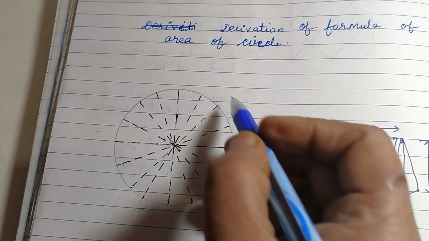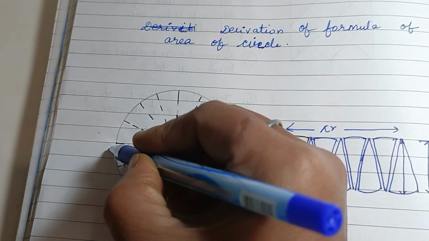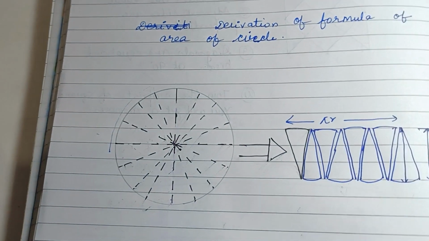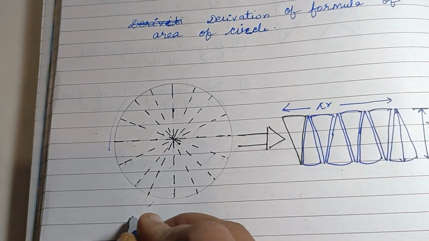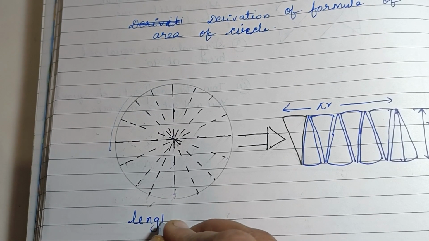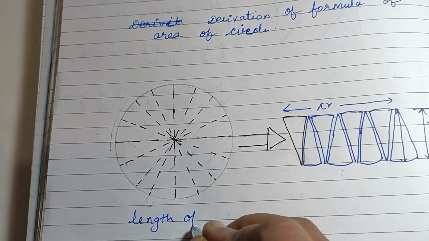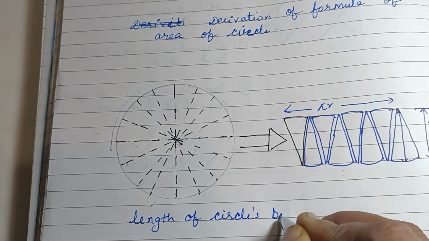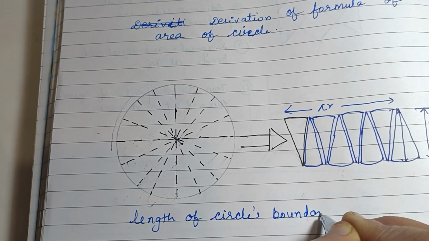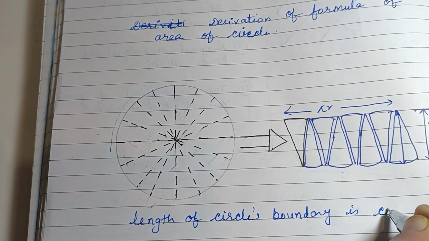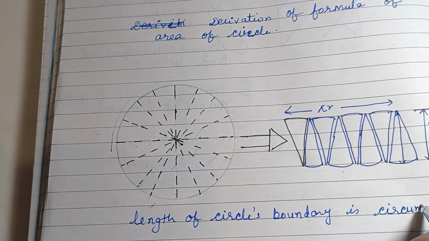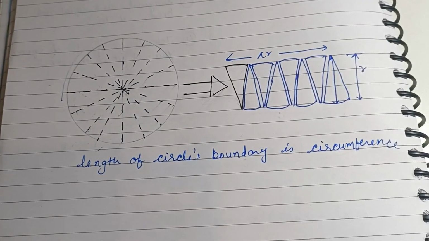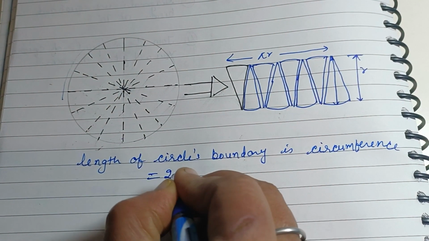See, this is one circle. Now, if we see this complete length, that means length all around is perimeter. So length of circle boundary is circumference that we have done in the previous videos. Now its value is 2 pi r. What is its value? 2 pi r.